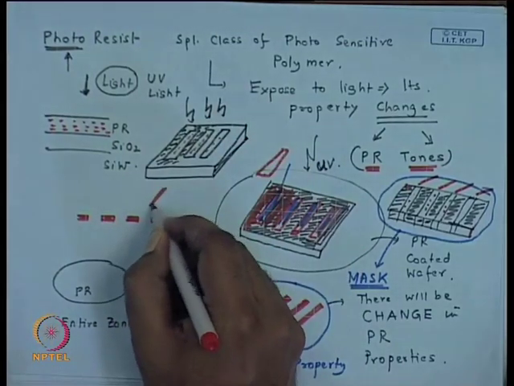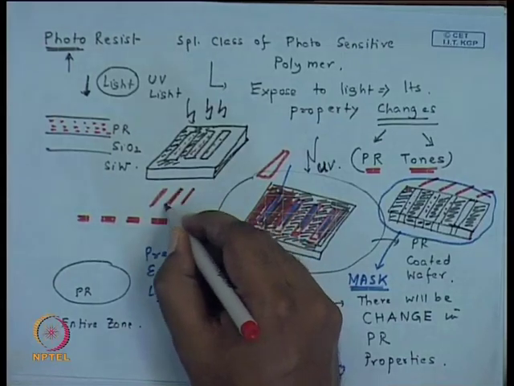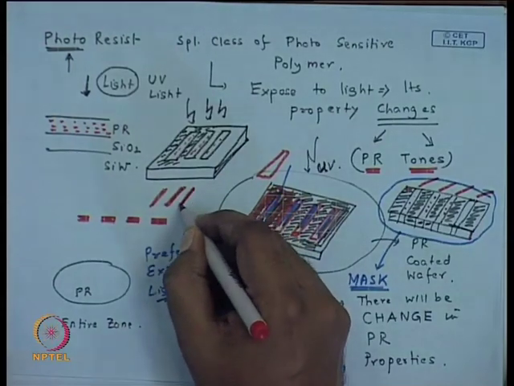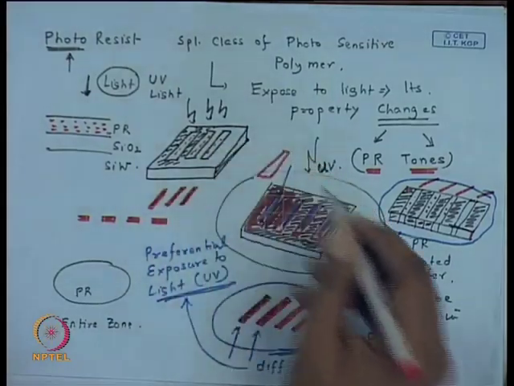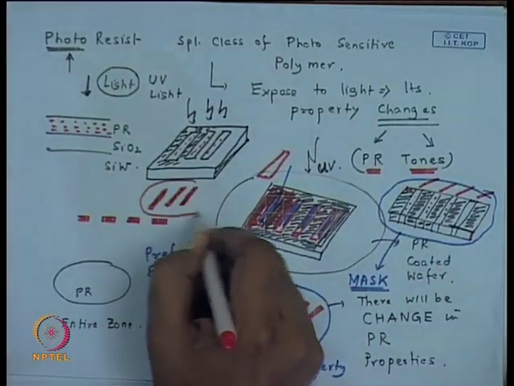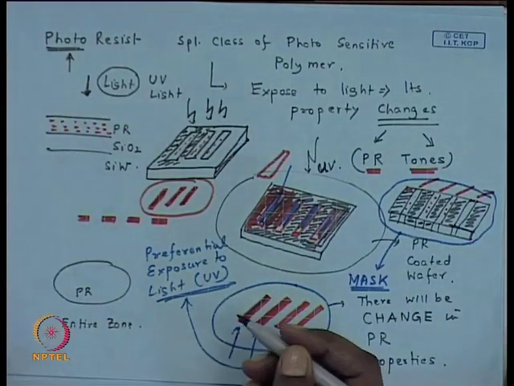So, essentially based on that, in the areas which are below these openings, there is a change in the property of the photoresist layer due to its interaction with the light which is shining on it, and therefore, the mask pattern eventually gets transferred onto the photoresist layer.